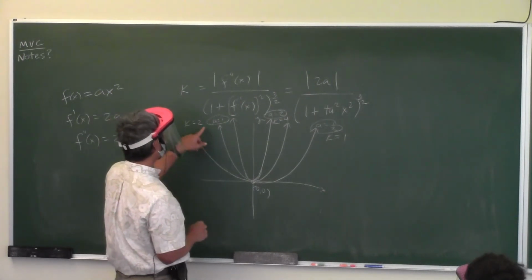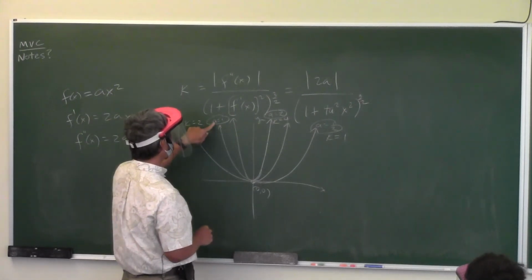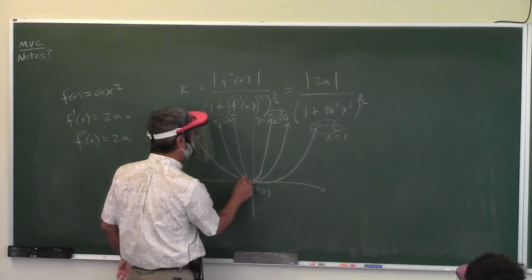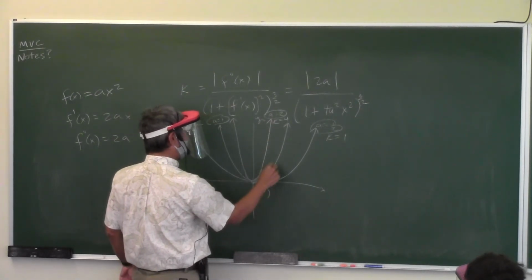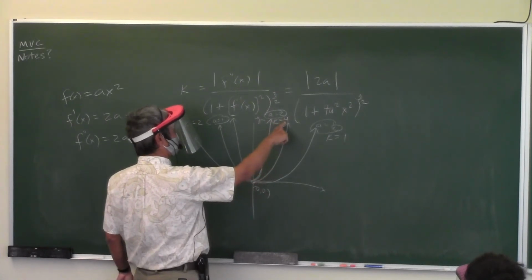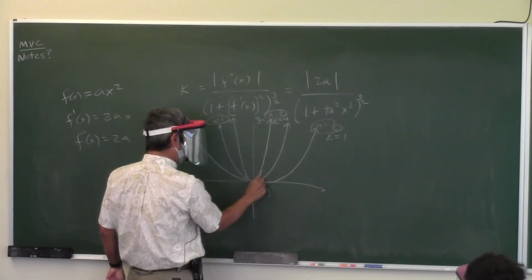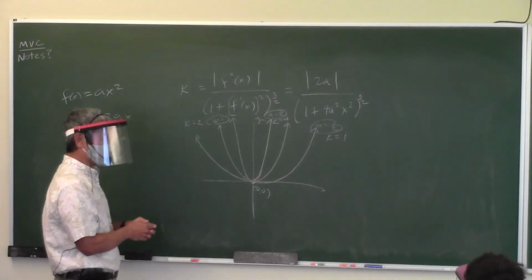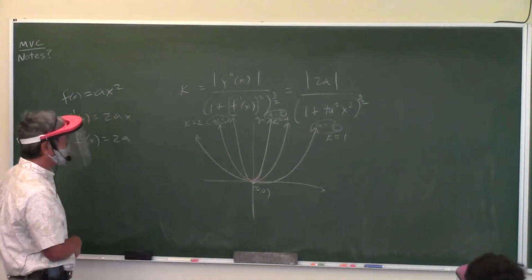What about the regular one here? The radius would be 1/2, so it's going to get even smaller. And then what's the radius here? 1/4, so it's going to be even smaller. So the reciprocal of curvature is the radius of the osculating circle.